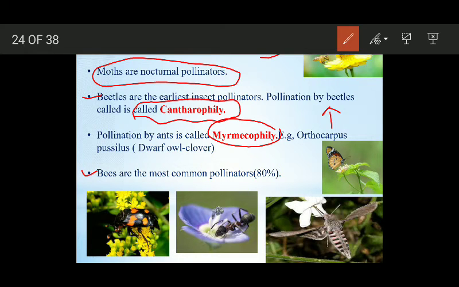And among insects, bees are the most common pollinators. They cause pollination in 80% plants. If there are 100 plants pollinated by insects, almost 80% of those plants are pollinated by bees.